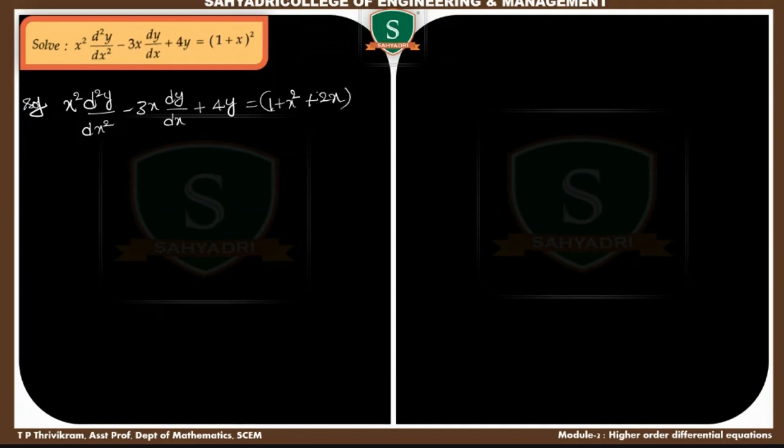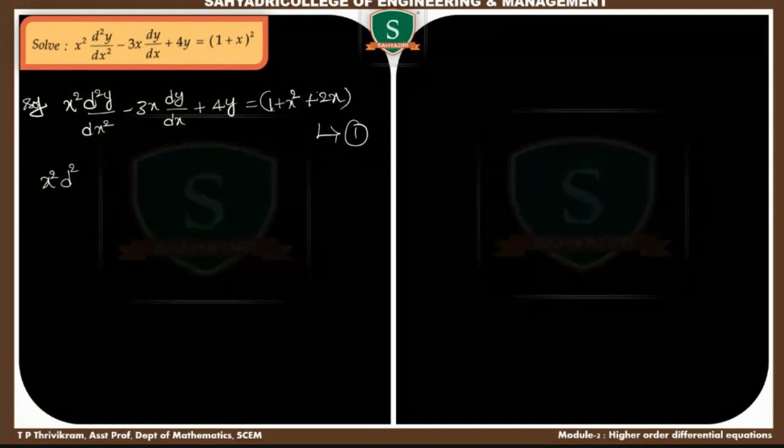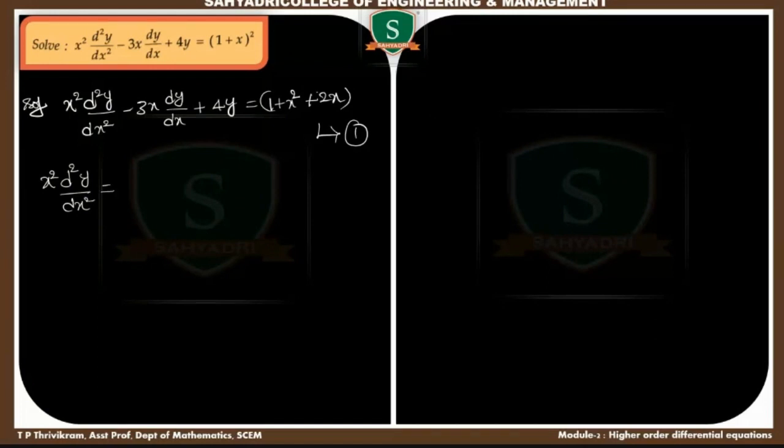Now take the assumptions. Take it as equation 1. What we do? x square d square y by dx square must be replaced with D into (D minus 1) into y. Similarly, x into dy by dx is equal to Dy. Similarly, only these two terms are there here. Okay, so I have to stop here only.